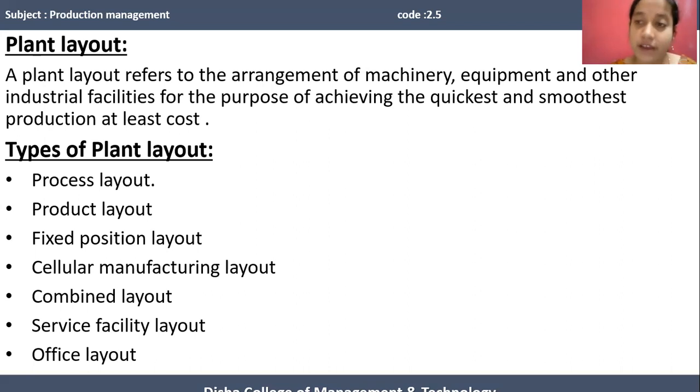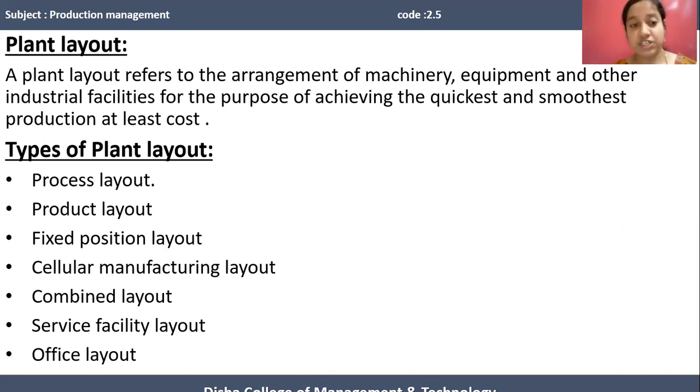Next one is the cellular manufacturing layout. In cellular manufacturing layout, generally the manufacturer creates different cells, and a particular cell functions like a product and process layout. In a particular cell, the manufacturer arranges different machines and the cell produces similar products, a similar type of output, so that the manufacturers simultaneously get a number of outputs. Combined layout is the combination of product layout and process layout.